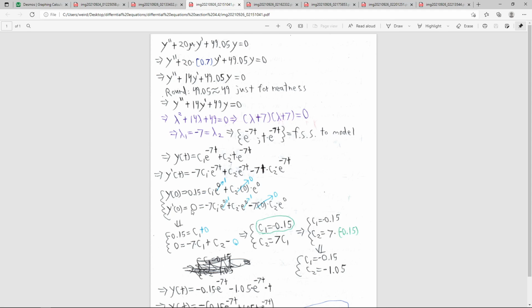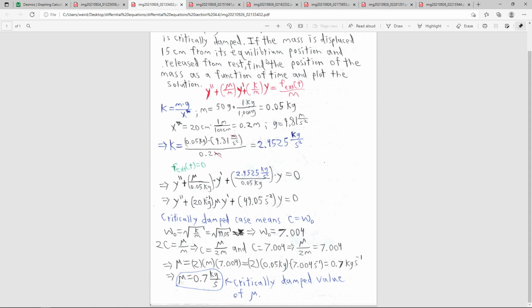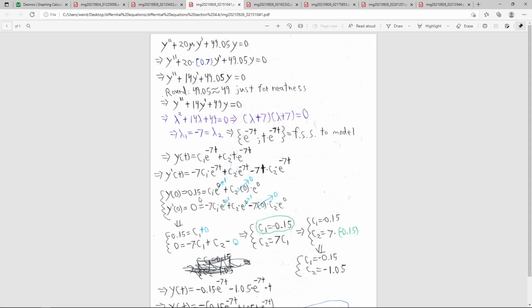y of 0 equals negative 0.15 and y prime of 0 equals 0, because it's released from rest, so velocity will be 0 initially. And it's displaced 15 centimeters from equilibrium, so negative 0.15. e to 0 is 1, so that's one point. Anything times 0 is 0. So we just get C1 plus 0 equals negative 0.15. And 0 equals negative 7 times C1 plus C2 minus 0.